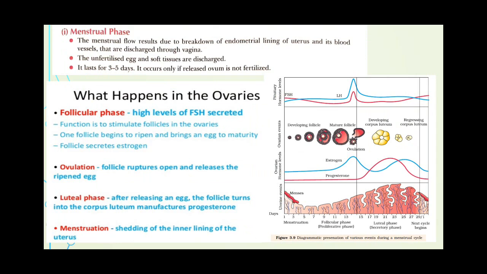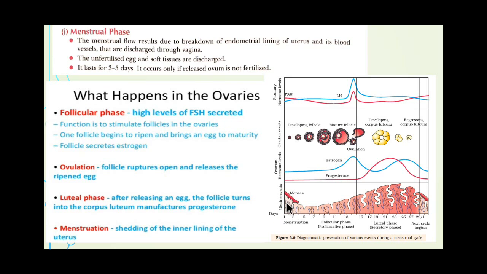Now let's start the various phases of the menstrual cycle. The first one, the menstrual phase, lasts about 3 to 5 days and is marked by the breaking down of the mucous membrane and the glands from the lining of the uterus. Here you see the epithelial lining and menstruation.